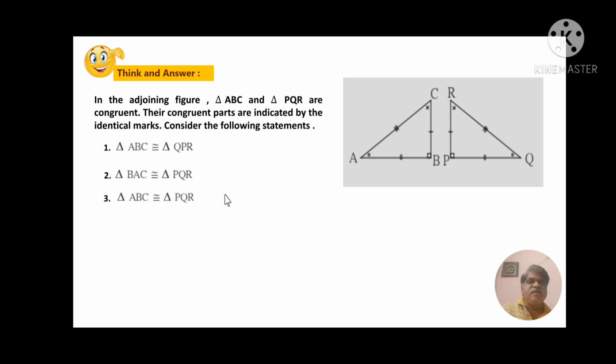Which is the right way we have to give. So which of the statements is correct and which is wrong among these three statements we have to consider, and tell which is right and which is wrong. So here triangle ABC and PQR means A is coinciding with this one Q, B is coinciding with P, and C is coinciding with R. So this will be a matching way. Therefore this statement we can say is a correct one.